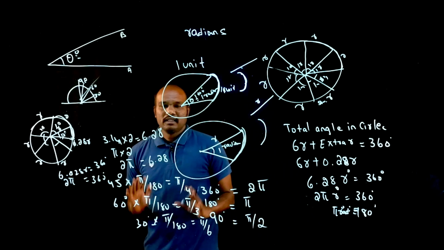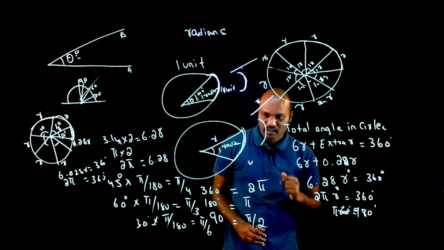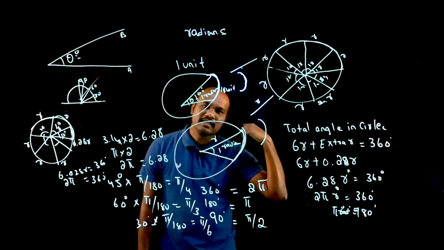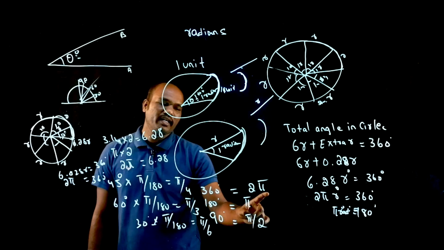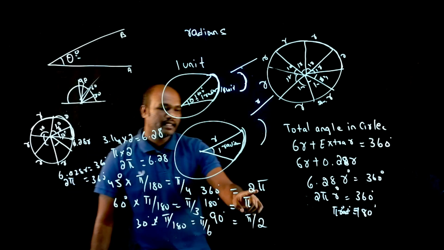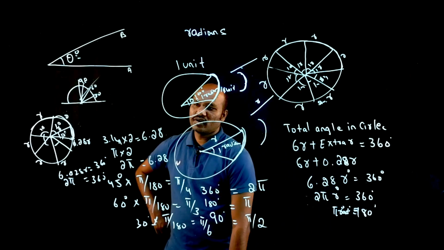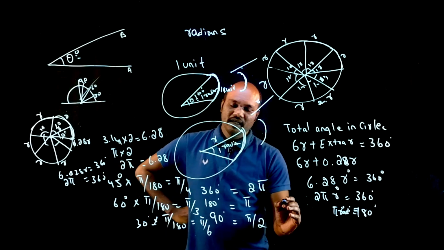Is that simple? So if you do not understand anything of what is radius, how it is calculated, you can just forget that. One thing that is most important is how to convert from degrees to radians. Just multiply by pi by 180, you will get radians. Is that okay? Yes or no? Yes.